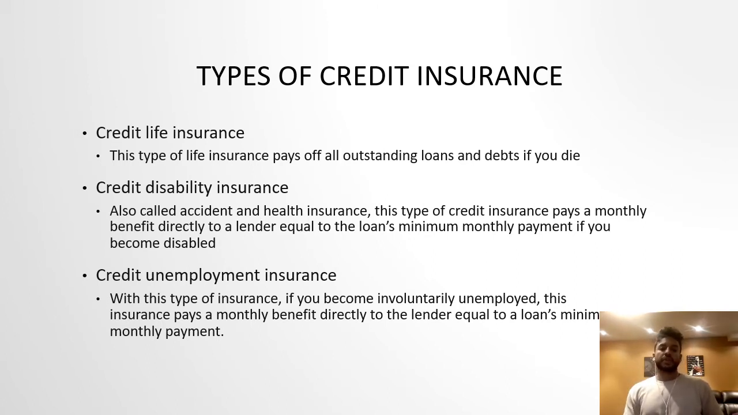So what are some types of credit insurance? Credit life insurance, right? It pays off all your loans if you die. Credit disability insurance is also called accident or health insurance. So if you get into any accident or have any health issues, like people get cancer, they get illnesses, stuff like that, this type of credit insurance pays a monthly benefit directly to a lender equal to the loan's minimum monthly payment if you become disabled. And then credit unemployment insurance: if you lose your job, your credit would be taken care of, meaning your loan's minimum monthly payment. So if the minimum monthly payment is $100 for your credit card, it'll pay that.